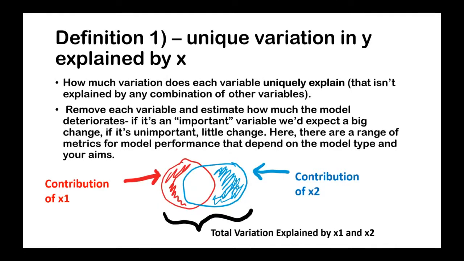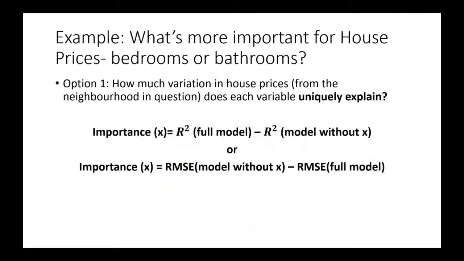So one thing you can do is to fit a model with both x1 and x2. Then you can remove x1 and compare how much the model deteriorates when you took out x1, and then you can remove x2 and look at how much the model deteriorated when you took out x2. I'll talk about what different metrics you can use for model performance. For a linear model, like the house prices model, you can use the R-squared to look at how much the model deteriorated by when you took out each x variable. So you could define the importance as the R-squared of the full model minus the R-squared of the model without x.